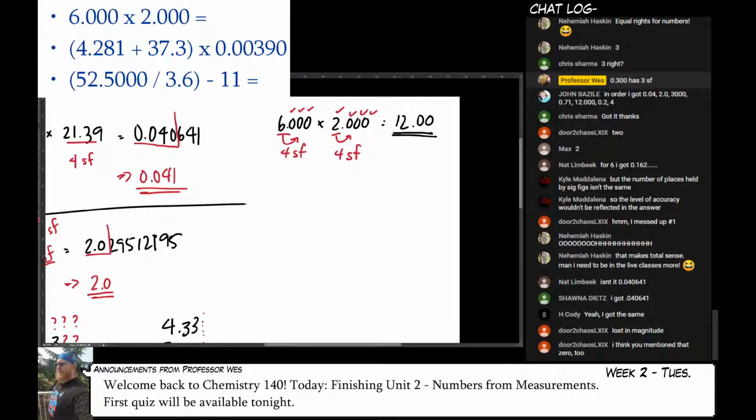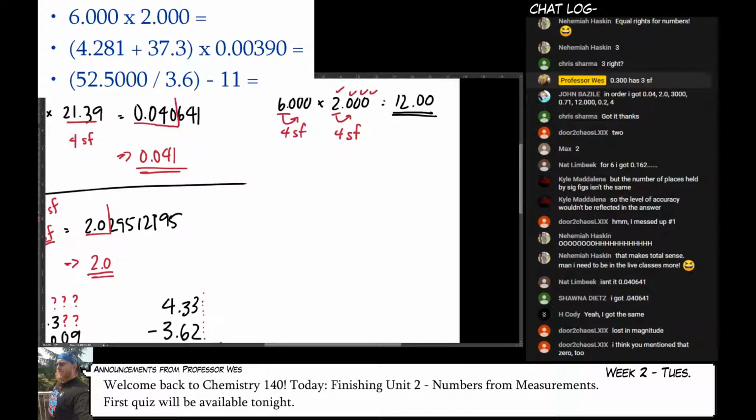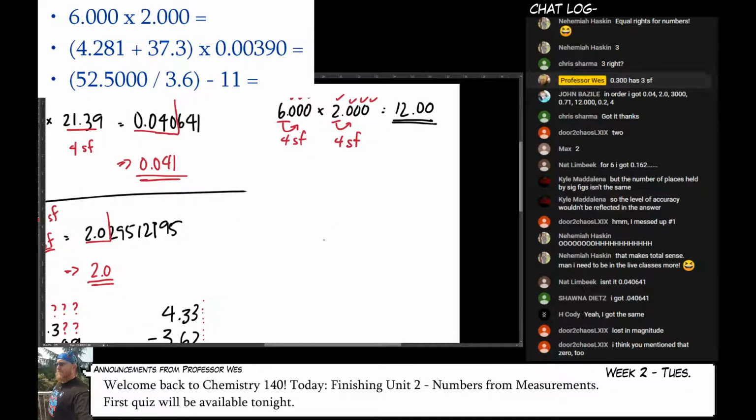I don't know if that actually is all the digits. Oh, it is. Okay, there we go. For the next problem, I want to leave that one on the screen so you can see it. We have that times 0.00390.